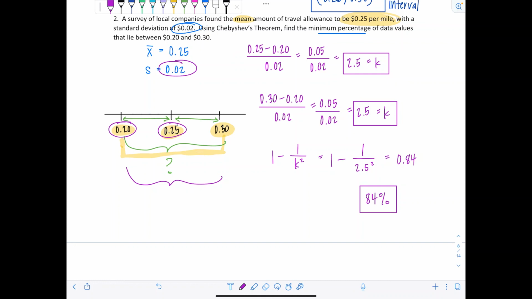You see how that works? Okay, it could be more. It could be more. I just don't have the distribution and I can't assume that it's normal. So this is playing it safe, guys. Playing it safe.